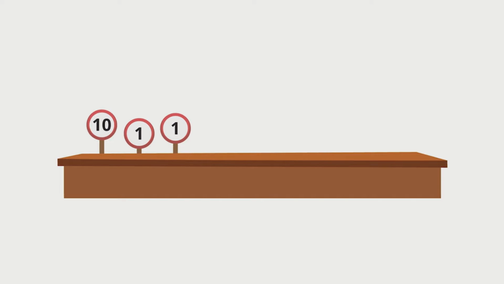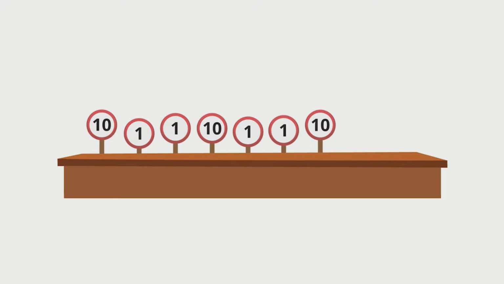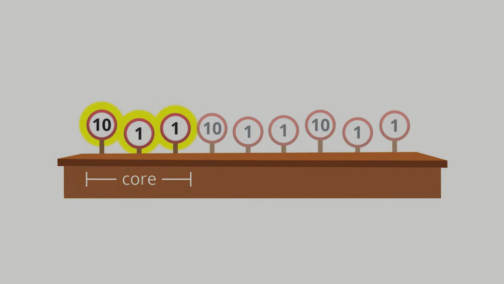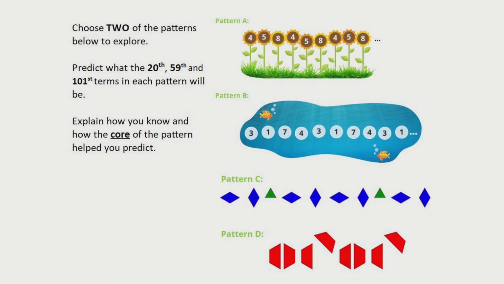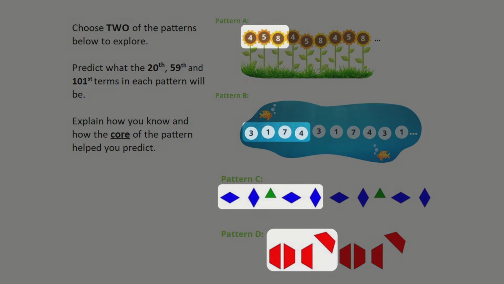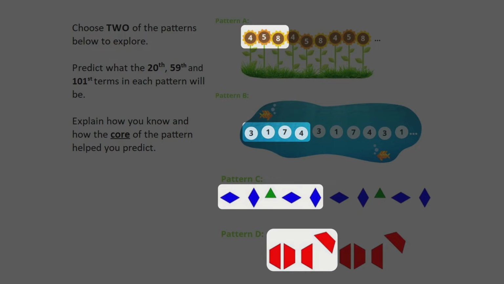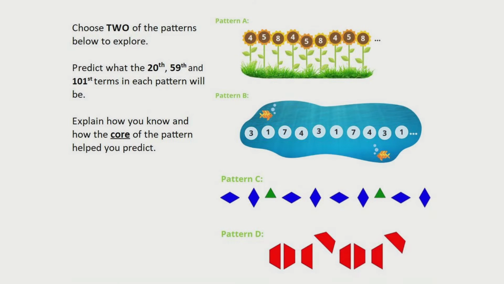Before beginning the action task, the concept of a core in a repeating pattern was reviewed through a 20-second video. In this action task, students were asked to predict later terms in any 2 of the 4 repeating patterns provided, relating their predictions to the core of the pattern. 4 patterns were provided, as research shows that choice increases student interest. No matter which 2 patterns students chose, they would have used similar ideas about predicting, describing, and interpreting patterns.